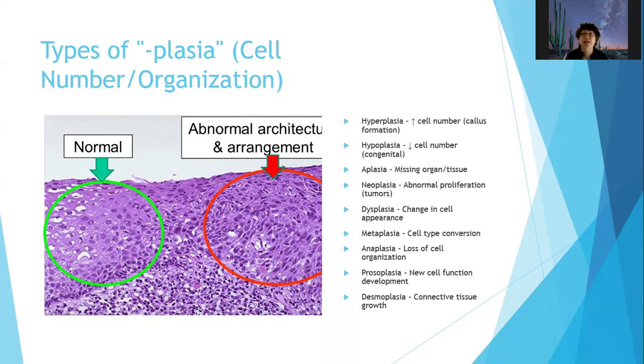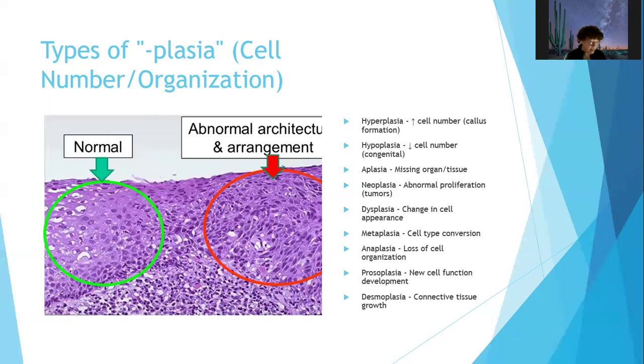Hypoplasia is decreased cell number, and sometimes that can be congenital. Some people are just born with smaller kidneys or smaller hearts or smaller livers, and that's considered hypoplasia. Aplasia is missing organ or tissue. Some people are born without certain things or with one kidney, aplasia is missing. Neoplasia is an abnormal proliferation, also known as a tumor. When we talk about neoplastic processes, that's tumor growth, and a neoplasm is a new growth or a tumor.